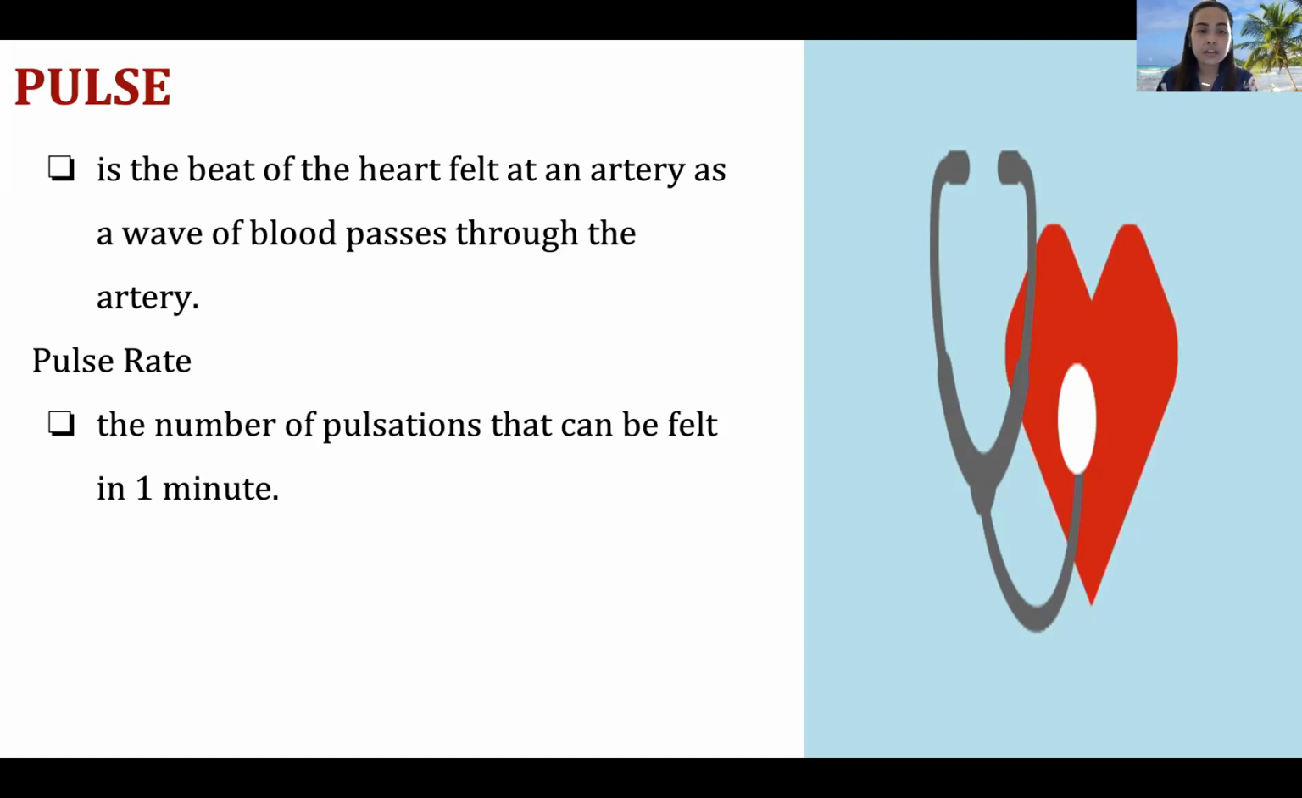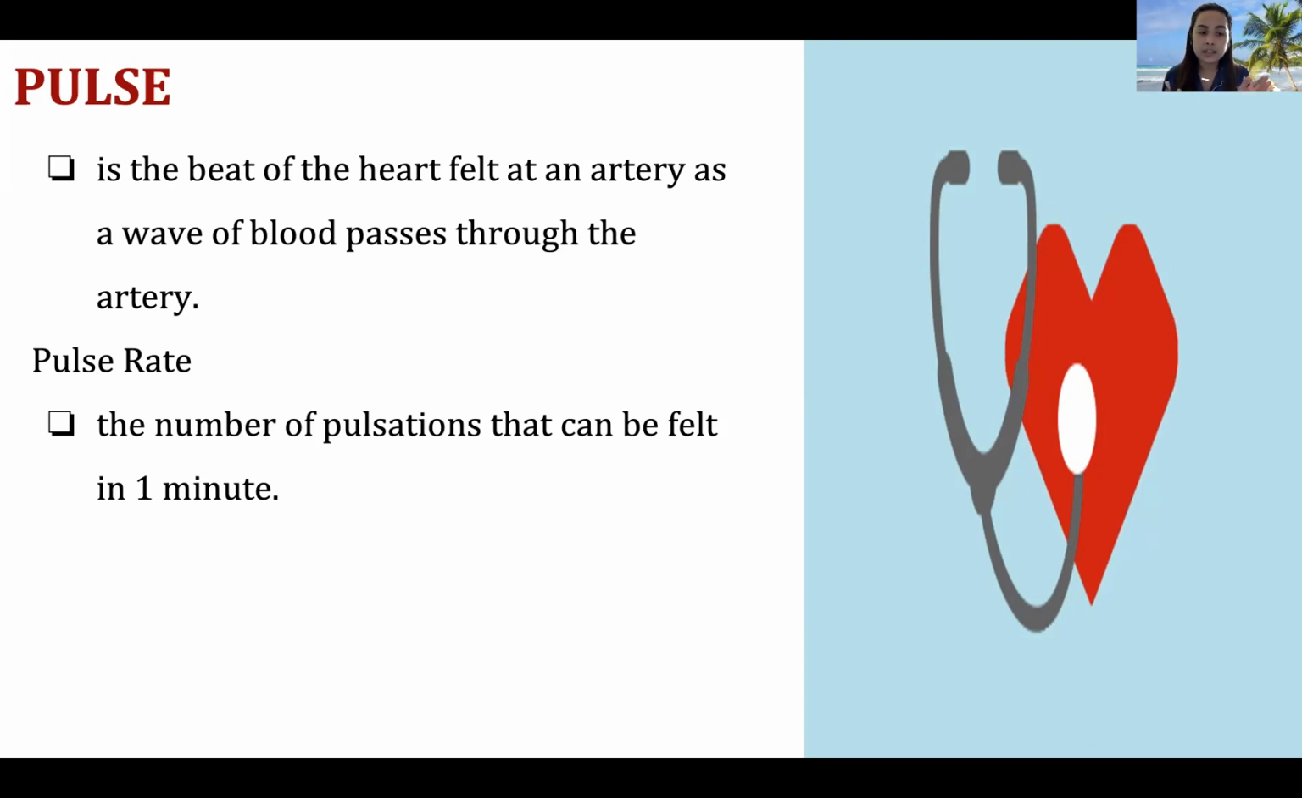Pulse is the beat of your heart felt at an artery as a wave of blood passes through the artery. In our demonstration, we will be getting the pulse rate and the heart rate. There is a difference between pulse rate and heart rate.